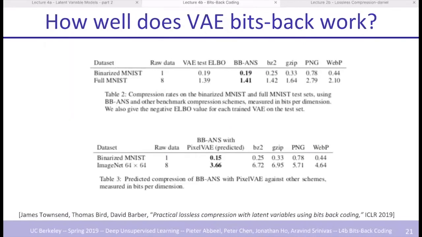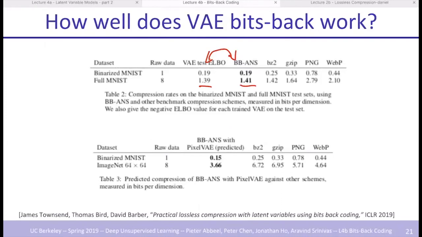For the first part, what I want to highlight is the difference between the VAE ELBO as well as the Bits-Back ANS. What they want to say is that without the actual P, we can still achieve very similar performance. For the binarized MNIST, we have the same performance for these two. And for the full MNIST, we only have a very tiny difference of 0.02.